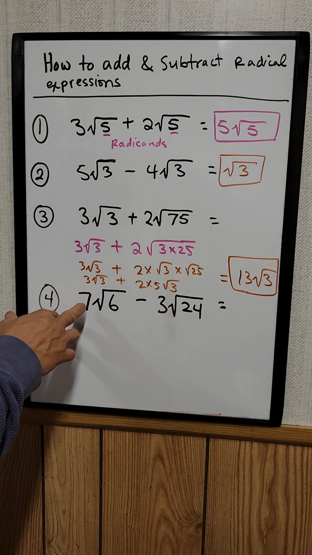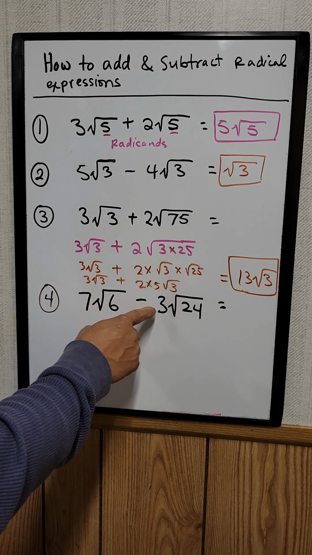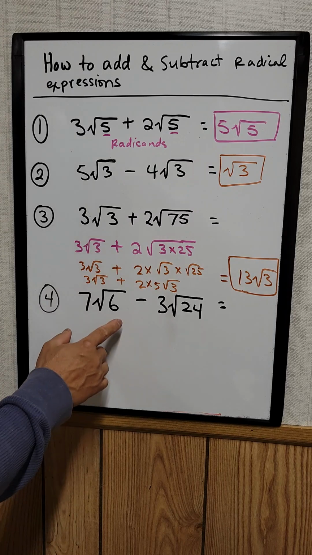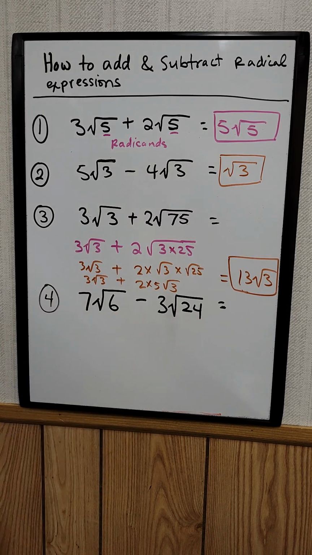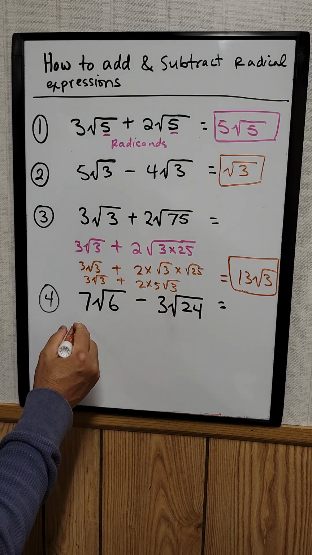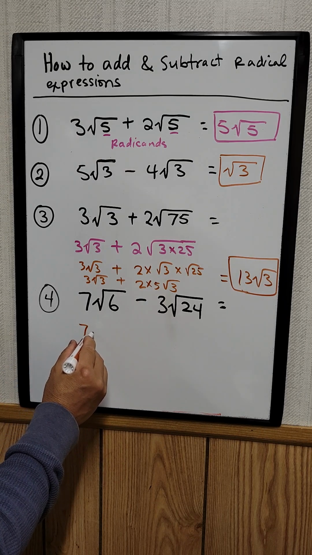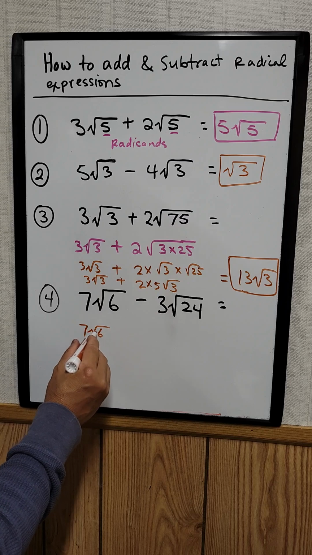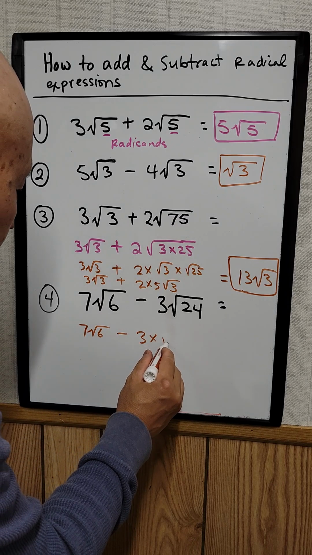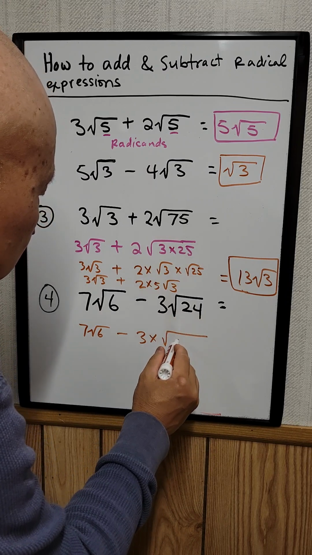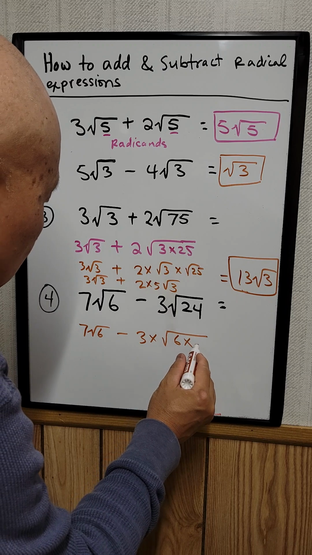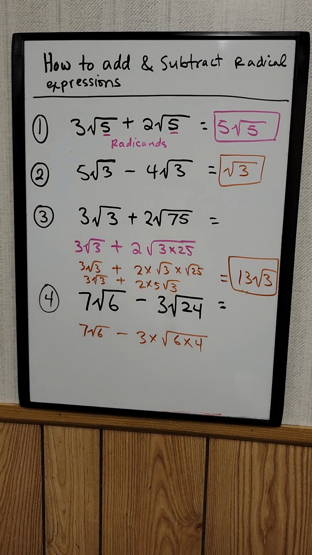How about the fourth one? 7 times the square root of 6 minus 3 times the square root of 24. So the radicands are not the same, but we can work with this one right here. The square root of 24, we can break this down. So 24 is just what? 6 times 4, right? 6 times 4 is 24.